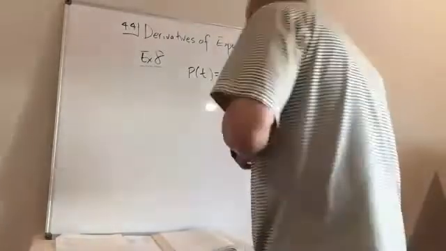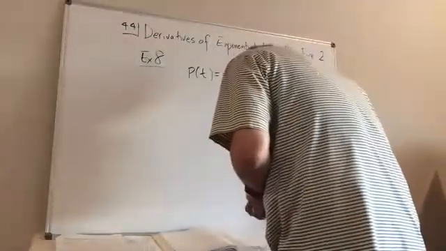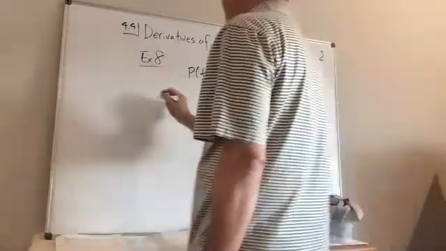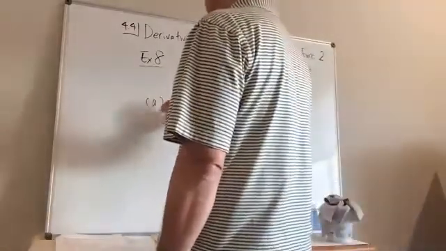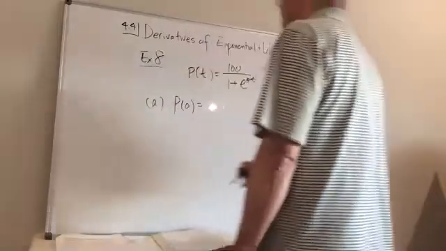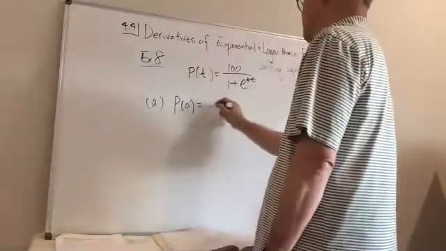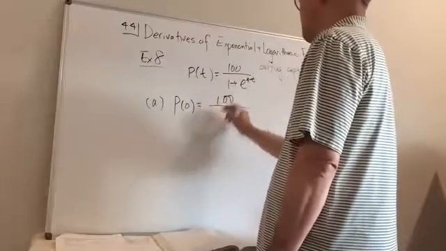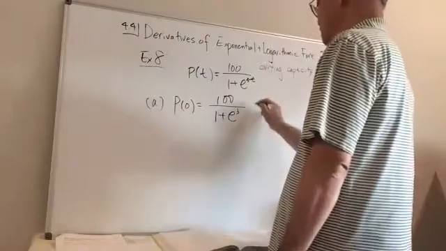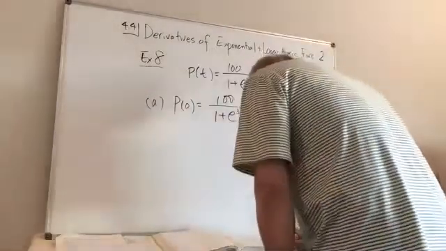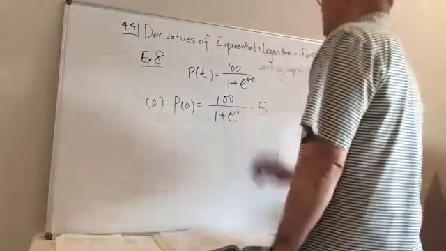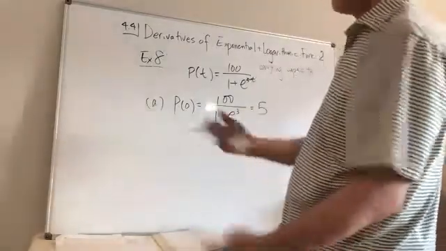So A, estimate the initial number of students infected with the flu. The initial number would be nothing more than P of 0, when t is equal to 0. So with t equal to 0, I get 100 over 1 plus e to the 3. If I do this, what do I get? It's about 5. So you get 5 students. Pretty simple.